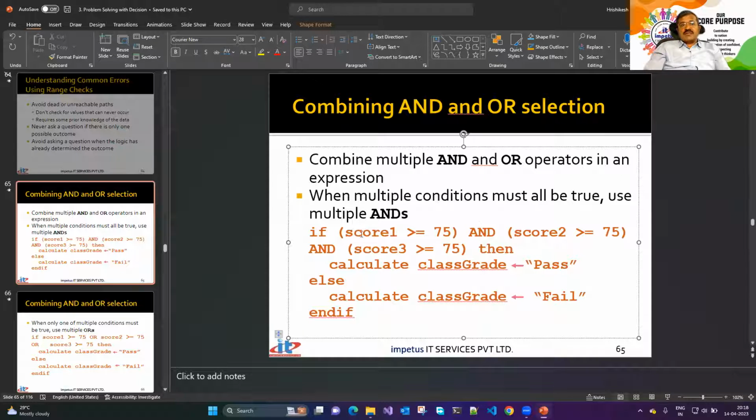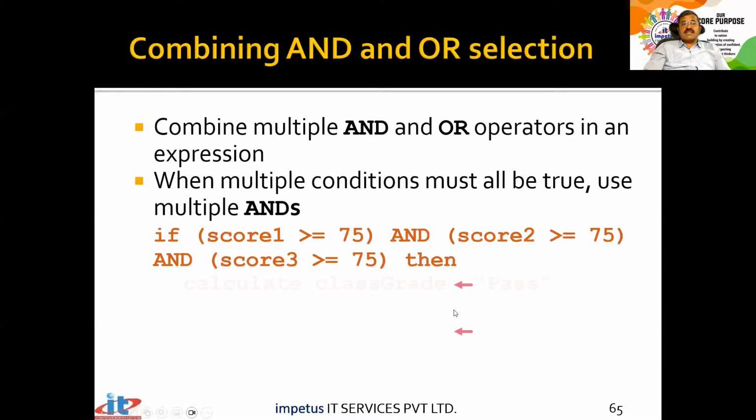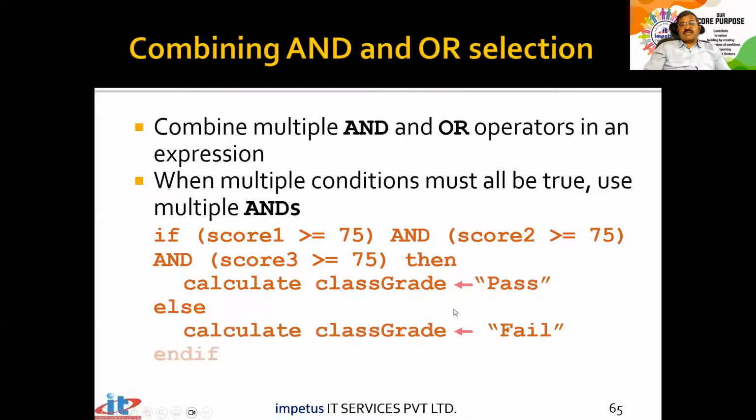So if three conditions are there, let's put the first condition in brackets, and the second condition and the third condition. So it is saying when all the three conditions are satisfied, only then we say pass, otherwise we say fail. That's how we can express it.